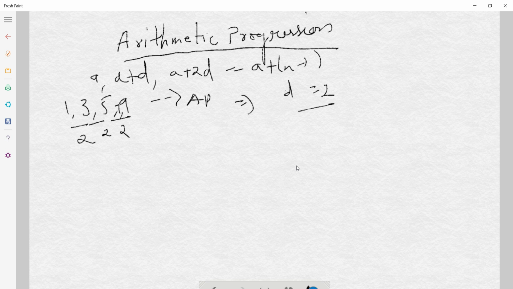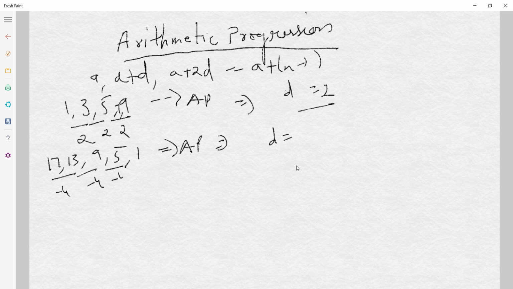Okay, let's take another example. We've got a sequence like 17, 13, 9, 5, 1. This is also an AP because of the common difference. The difference between each pair of consecutive terms is minus 4. So we have a common difference that is minus 4 here. So when you have a sequence of numbers and you have a common difference, we call it an AP.